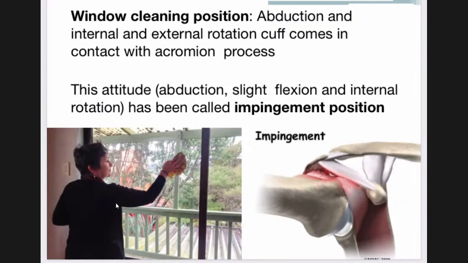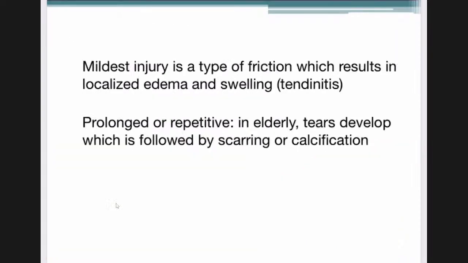Now, the mildest injury, when this type of friction occurs, to and fro movement, and there's a lot of friction under the coracoacromial arch, when the cuff undergoes a lot of friction, the mildest type of injury results in localized edema and swelling. Okay, so this localized edema and swelling is known as tendinitis.